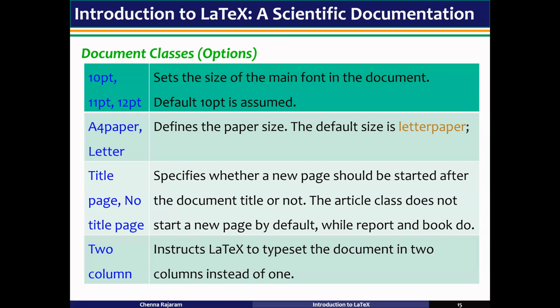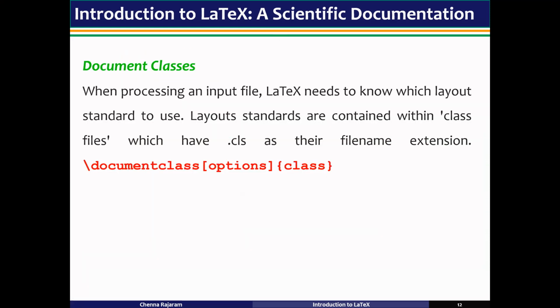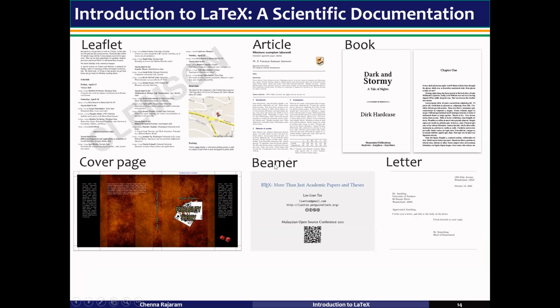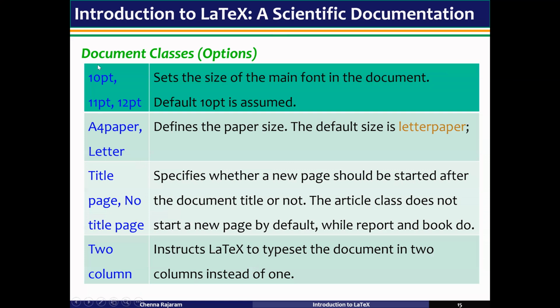Document class options. These are the options that we have to provide under the options. 10 point, 11 point, and 12 point set the size of the main font in the document. In general, the default font size is 10 point. A4 paper and letter define the paper size. The default paper size is letter paper, whereas when you write any research paper or article, you have to set this as A4 paper.